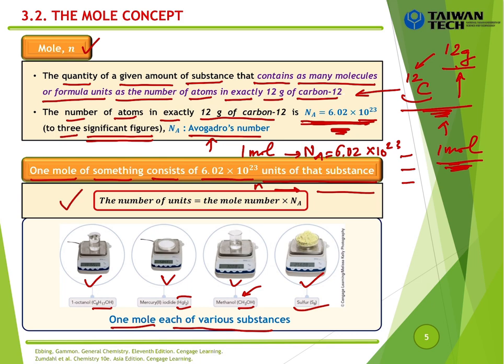So we can use this equation to calculate the number of units, which equals the mole number times Na. If you have 1 mole, we have Na units. If you have 0.5 mole, you have half of this number. If you have 2 moles, you have 2 times this number. So if you consider the mole number, you can know the number of units in your substance. Because you know this, you can use it in our chemical equation for your calculation.